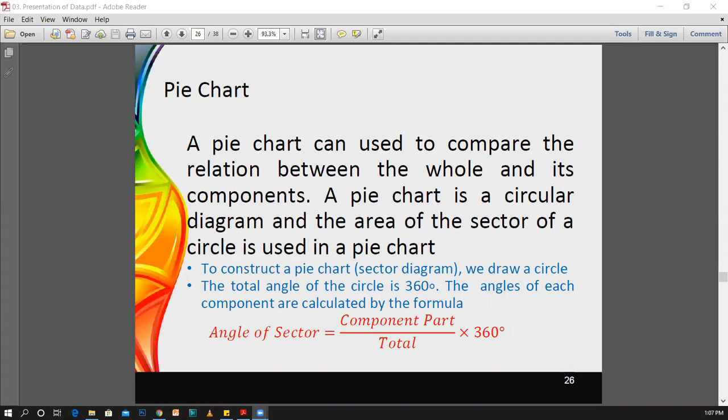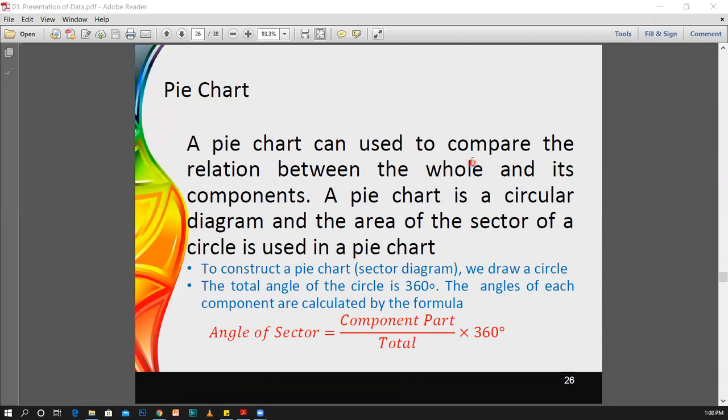In this session, we will start from another presentation of data. One method is using pie charts. A pie chart can be used to compare the relation between the whole and its components. Using a pie chart is another data presentation technique that we are using.